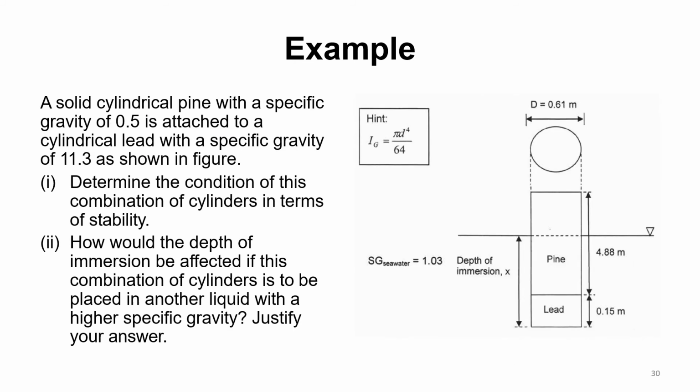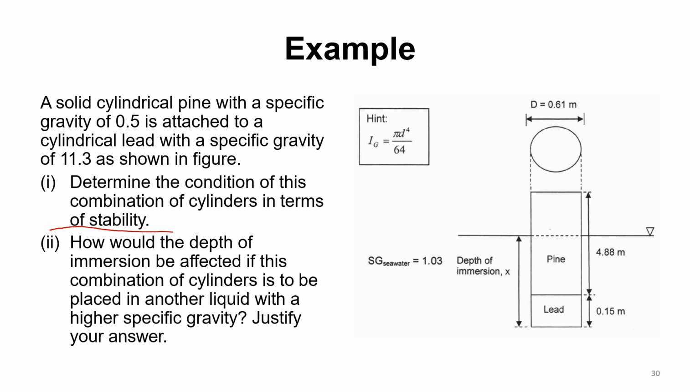Okay, next is another example, which you have already done, which is the cylinder. We already discussed it, but what is different is the materials. For this cylinder, we have two different materials: pine on top, and below we have lead. Given that the specific gravity of the pine is 0.5, and the specific gravity for the lead is 11.3, we need to determine the condition of this combination. Is this combination stable or not? And then we need to find the depth of immersion.